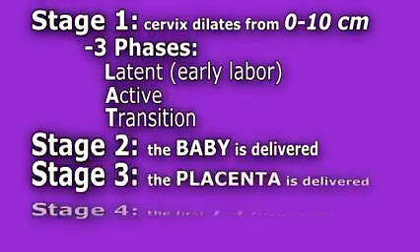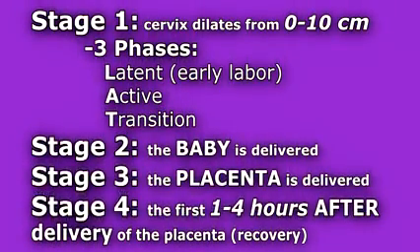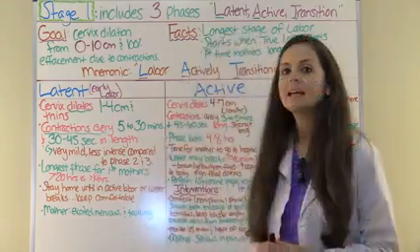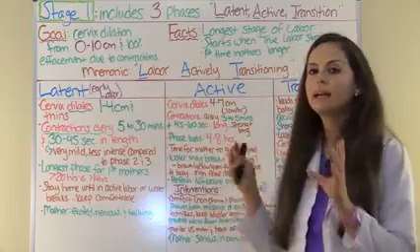What are they? Stage 1 is where the cervix dilates from 0 to 10 centimeters. And this stage has 3 phases, known as the latent, which is also sometimes called early labor, active, and transition. Then you have stage 2. This stage is where the baby will be delivered. And then stage 3 will be delivery of the placenta. And then stage 4 will be the first 1 to 4 hours after the delivery of the placenta. Let's look at stage 1 of labor in depth.